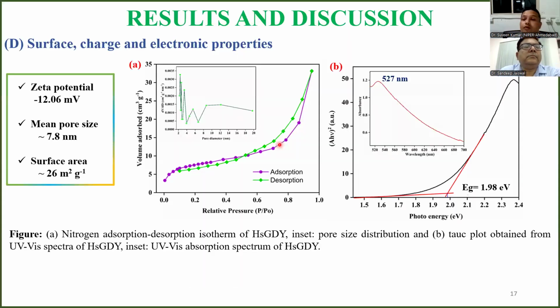Okay, along with this one, we would like to investigate its zeta potential, the potential of the synthesized nanomaterials, its pore size, and its surface area. We have found its zeta potential is about minus 12.06 millivolt, with pore size 7.8 nanometer and surface area about 26 meters squared per gram. So this is the surface charge electronic property of the synthesized nanomaterials.